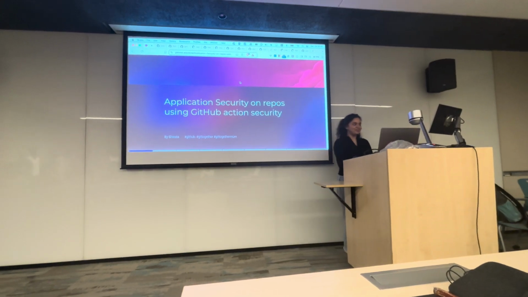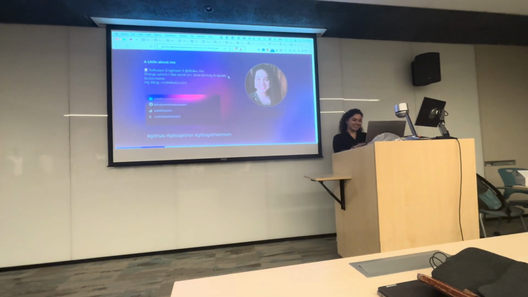Application security using GitHub Actions.